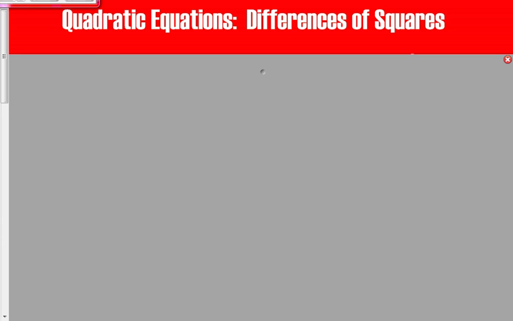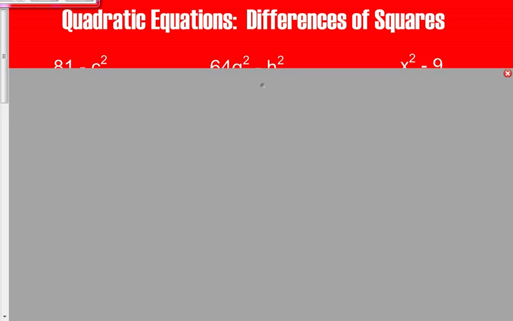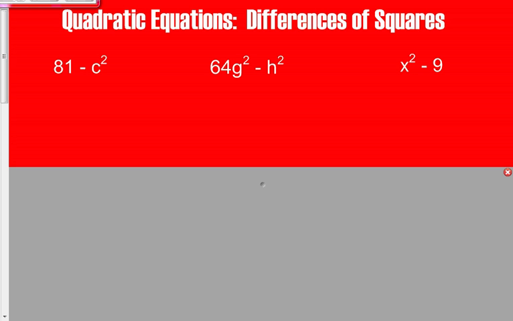Today's lesson is called Quadratic Equations, Differences of Squares. I want to point out the word differences is another word for subtraction. So that's something you're going to notice is very important in this. You're going to see a subtraction of perfect squares. That's what differences of squares mean.